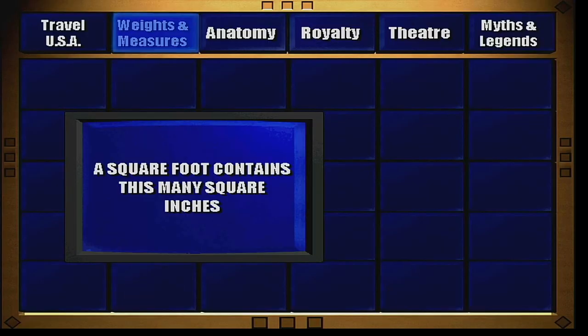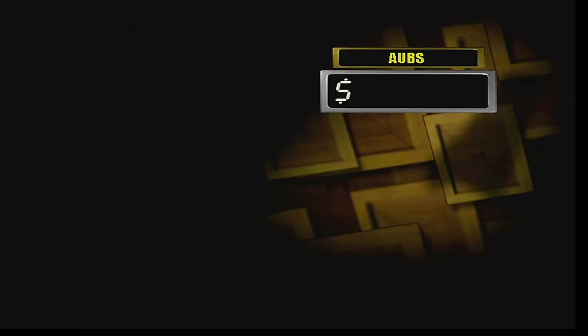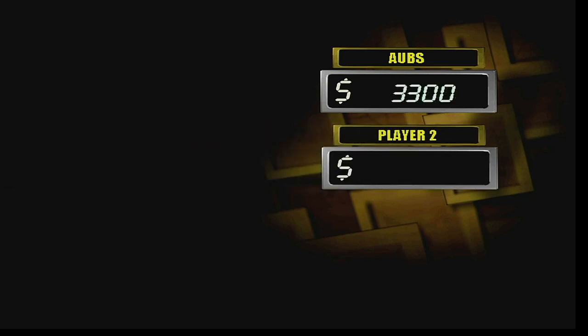Last clue. A square foot contains this many square inches. Player two: What is 144? Yes. That takes us to the end of the round. Well, I think I was the only one who missed anything in that last round, but that's okay. Still time.